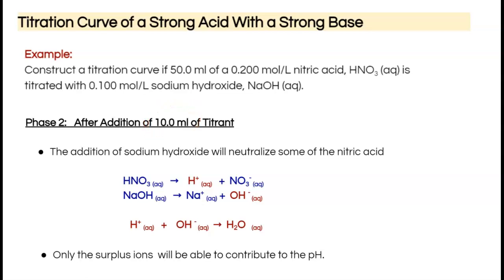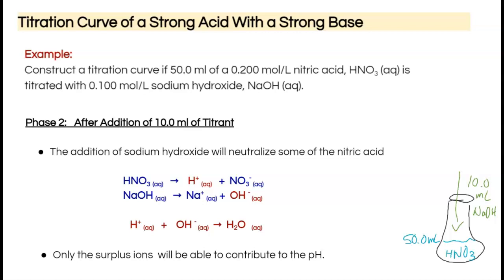And again, just to create that visual, we've got our Erlenmeyer flask and we started out with 50 mils of our HNO3, and then we're going to add in 10 milliliters of our sodium hydroxide, okay? So that's where we are so far.